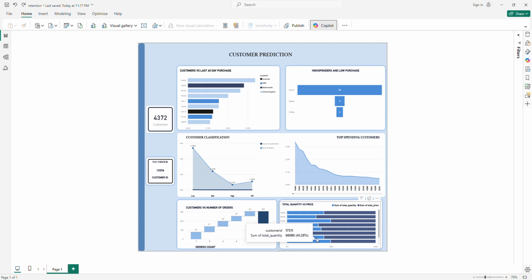Now this chart is talking about how many things a customer bought versus the total amount of money they spent on those things. The customer ID 14646 is not the top spender, but he purchased a very large number of items.